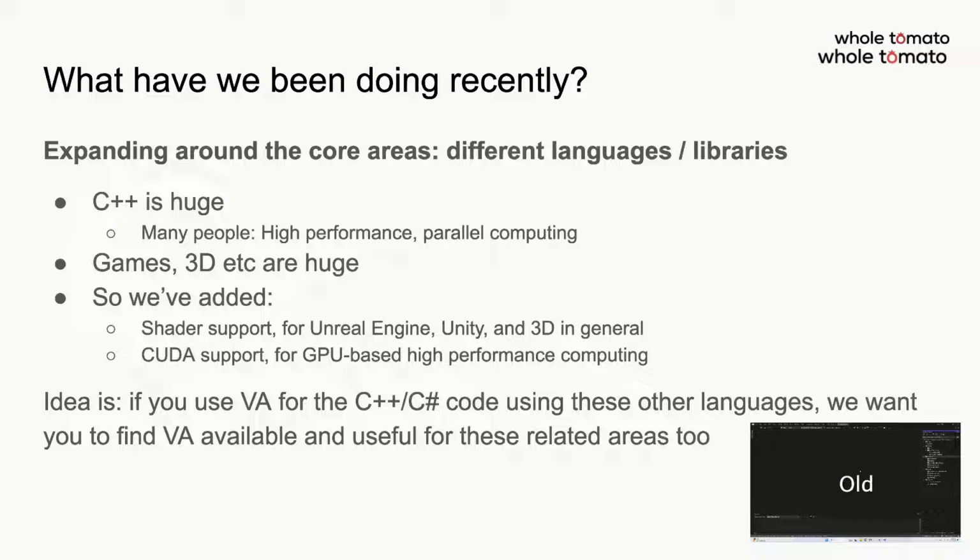Recently, we've been expanding around our core areas to add the features we already have to other areas our users work in. For example, we're widely used for C++ game development, so we added shader support. Similarly, a lot of people work in high-performance computing, so we added CUDA support. The idea is, if you use Visual Assist, we want it to be available across and useful to the multiple areas in which you work.